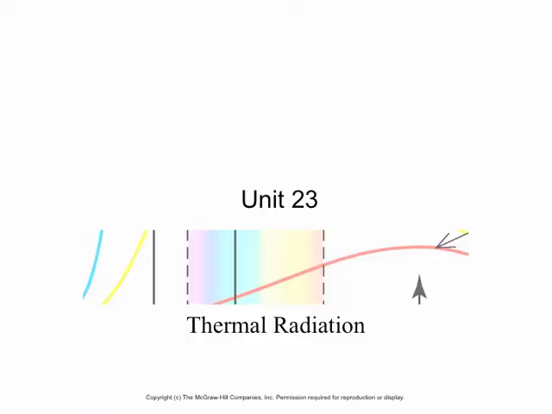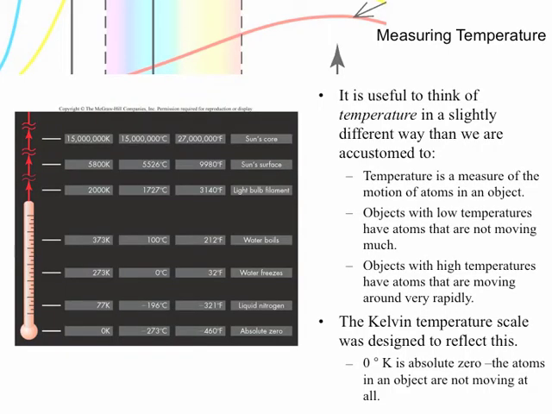Now let's move on to the topic of thermal radiation. We tend to think of temperature and heat as being the same, but they are actually different. Heat is a way of transferring energy, whereas temperature is simply a measure of the motions of the atoms and molecules within a substance. The faster the atoms and molecules are moving, the higher the temperature of the substance or object.